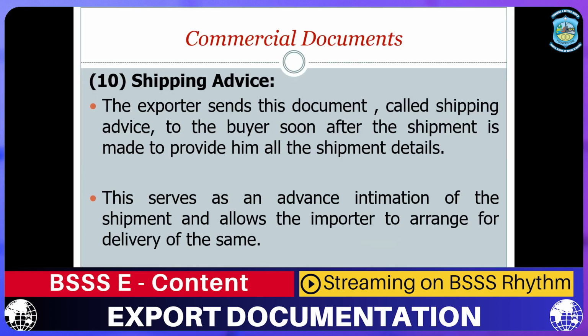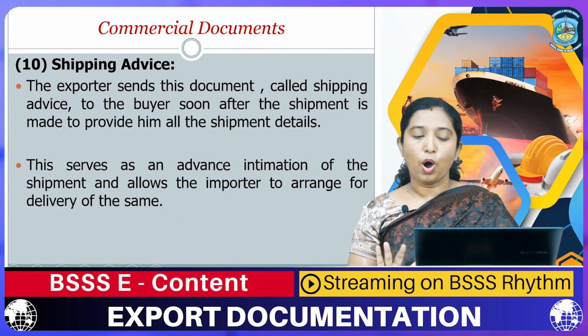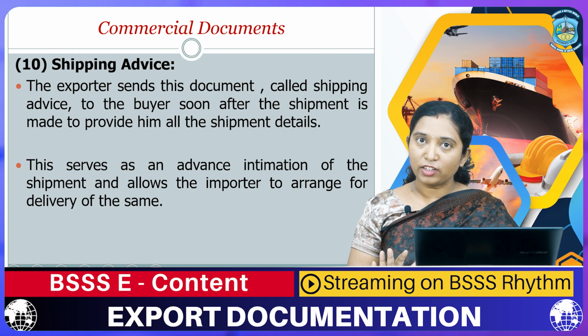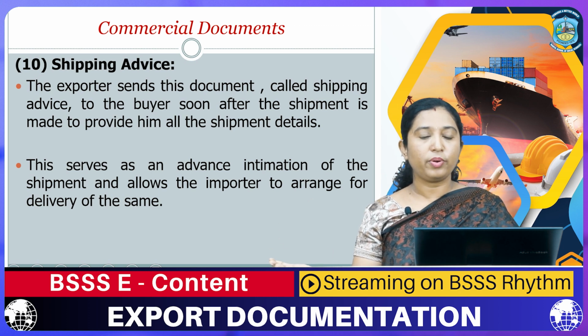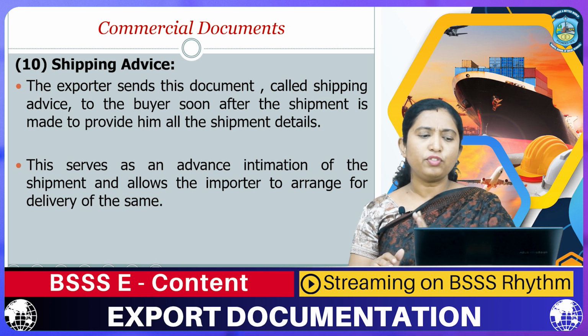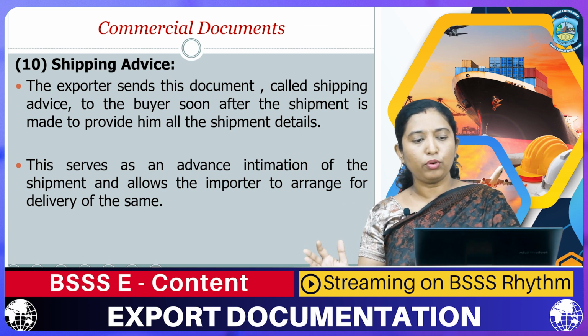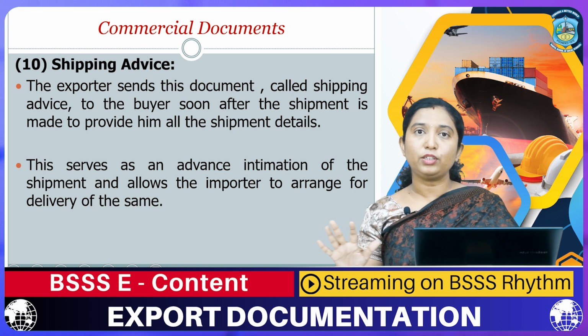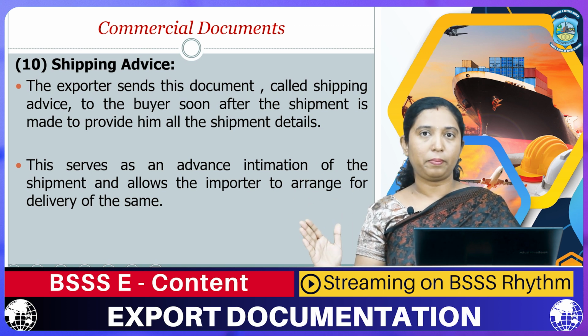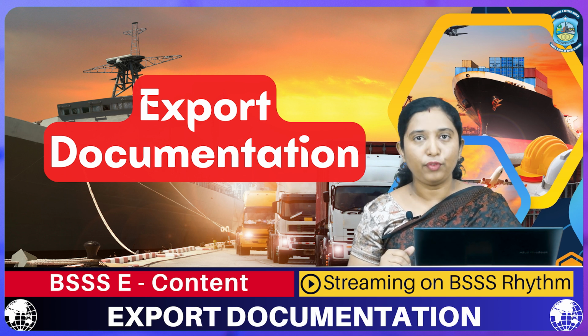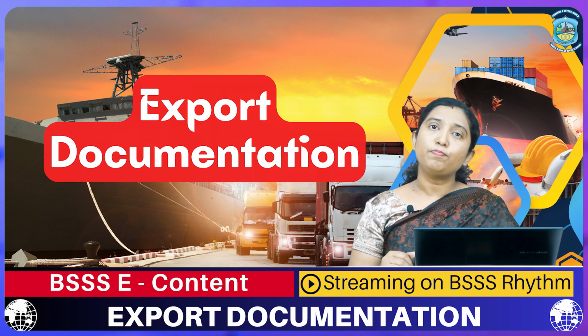And the other document is the shipping advice. Shipping advice is an instruction given by the exporter to the importer regarding shipment of the consignment. It contains all the details of the ship, the date of dispatch, date of arrival in the importing country, etc. It is an intimation of shipment given by the exporter to the importer that allows the importer to arrange for delivery in time. These are a certain set of documents which are used in export trade.